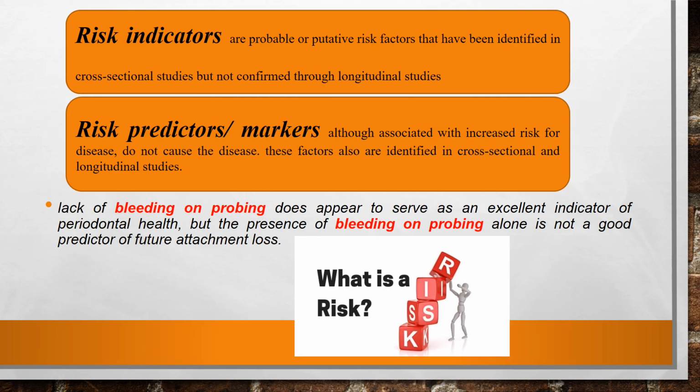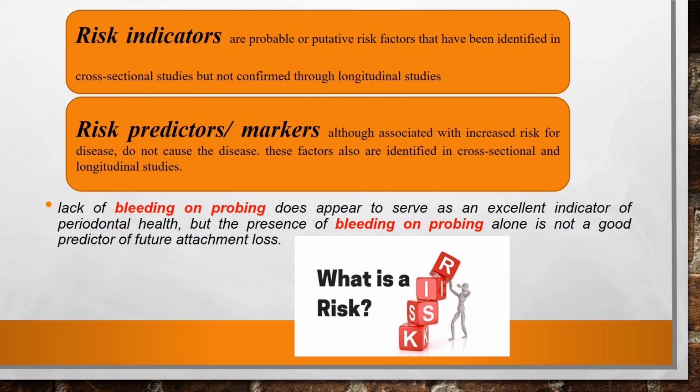Coming to risk indicators. These are the factors which indicate the presence of disease. They are probable or putative risk factors that have been identified in cross-sectional studies but not confirmed in longitudinal studies. Cross-sectional studies measure the outcome and exposures at a small period of time, whereas longitudinal studies follow for a long period of time. So that is risk indicators.